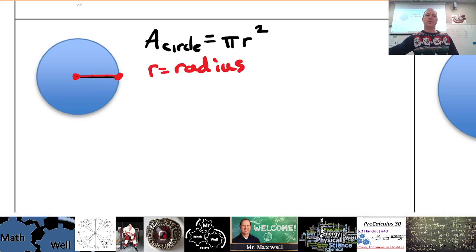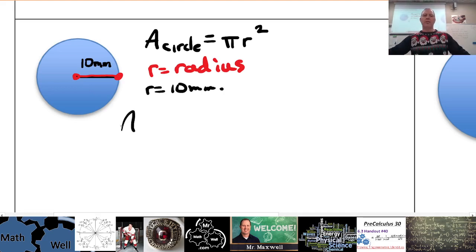Now this just disappeared on me, but this is 10. And I'm going to say this is 10 millimeters, guys. So why don't you add a unit there? We'll go 10 millimeters, which is the radius. So r here is 10 millimeters.